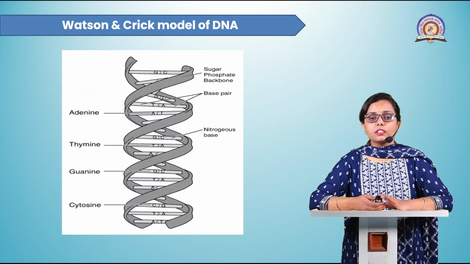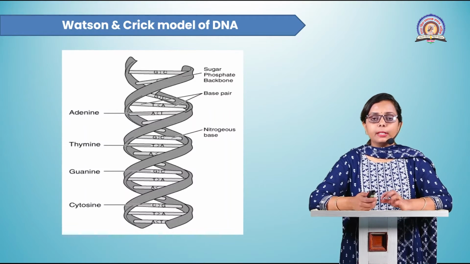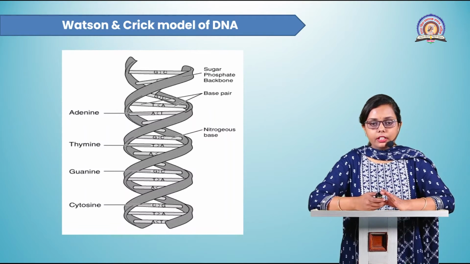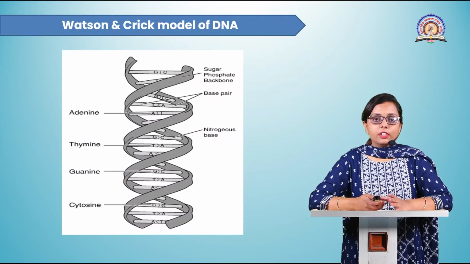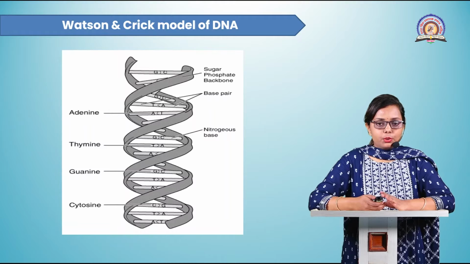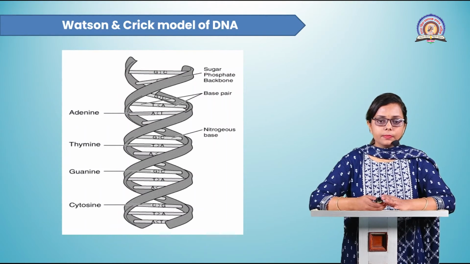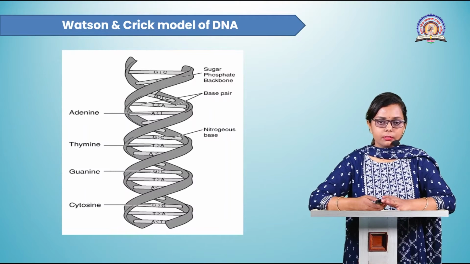So let us discuss the Watson and Crick model of DNA, which is also the B type or B form of DNA. Watson and Crick developed this model using X-ray crystallography. So see this diagram first. Now we are going to study this particular model of Watson and Crick.